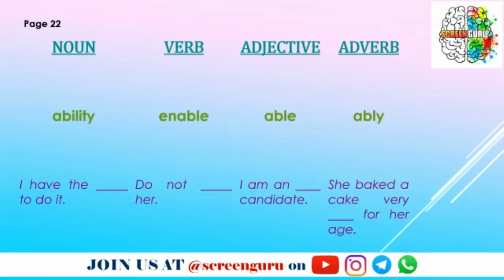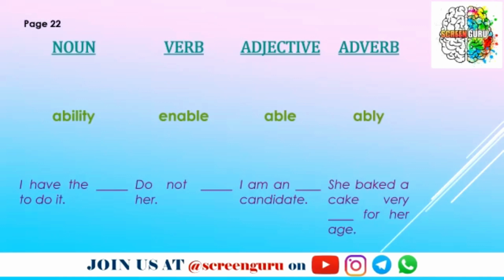Enable means you are giving someone the ability to do something. Do not enable her. Do not give her the ability to behave the way that she is behaving right now, or do not ignore what she is doing. Scold her, something like that. So enable's noun form is ability. I have the ability to do it.